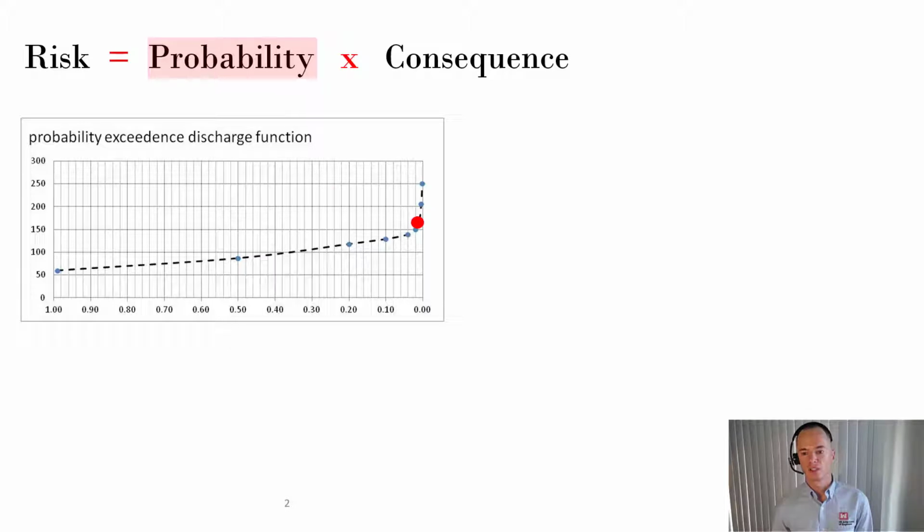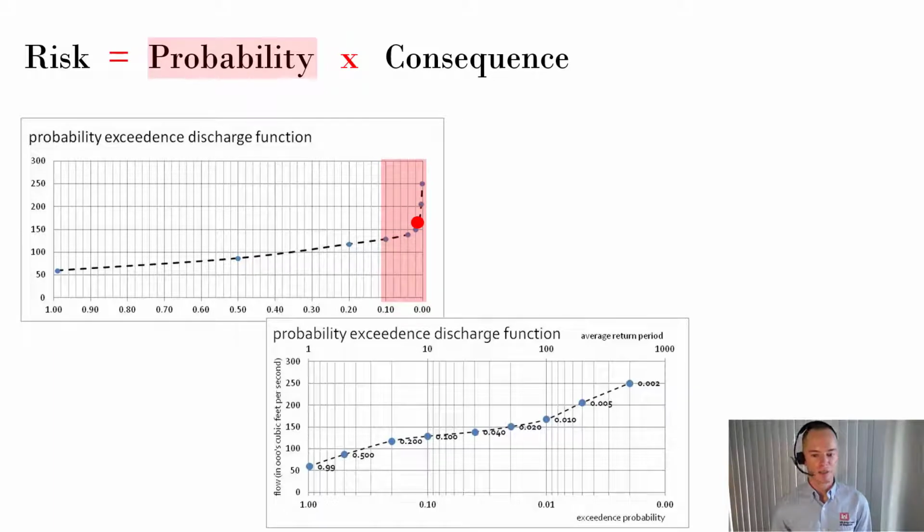Take, for example, this probability exceedance discharge function. The 0.005 annual chance of exceedance event is among a fraction of the domain of events with consequential discharge values. Taking a look at a scaled version of this plot where we focus on these events, this small interval contains the 0.1, 0.04, 0.02, 0.01, 0.005, and 0.002 annual chance of exceedance events, several of the most consequential events. And again, this is just a fraction of the probability domain.